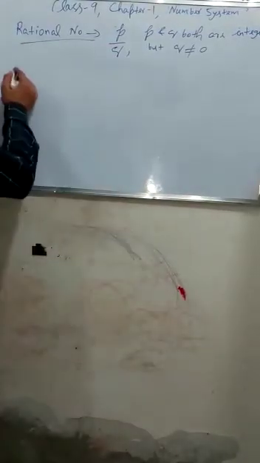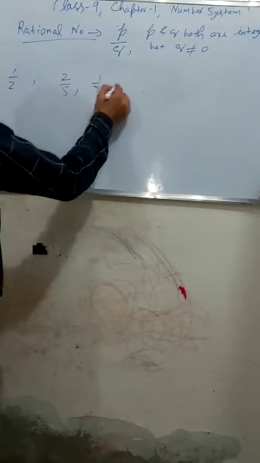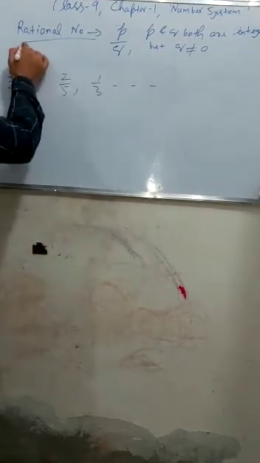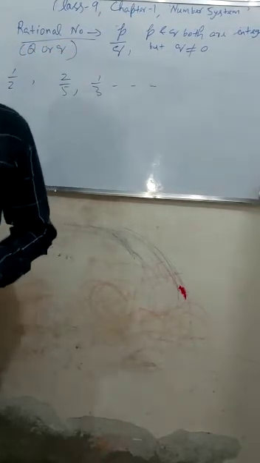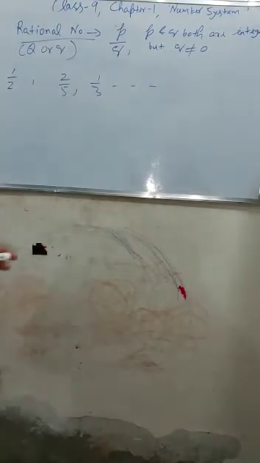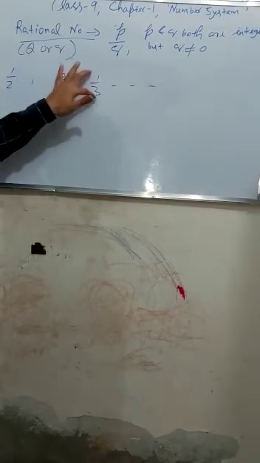Right? For example, we can take 1 upon 2, 2 upon 5, 1 upon 3 and so on. Rational numbers are denoted by the letter Q, either capital Q or small q. Okay? So we can observe here 1 upon 2, 2 upon 5, 1 upon 3. What about them? Their numerator and denominator both are integers, and their denominator is not equal to 0.